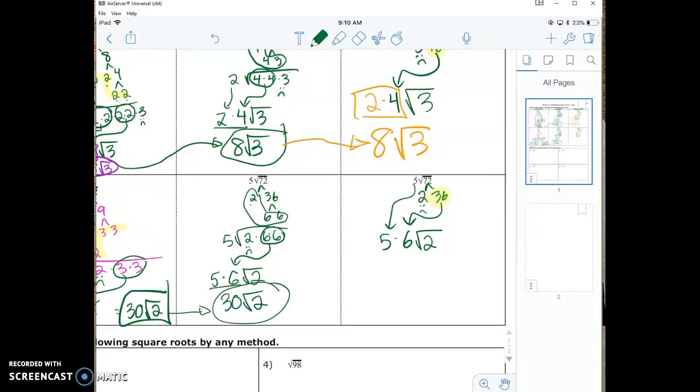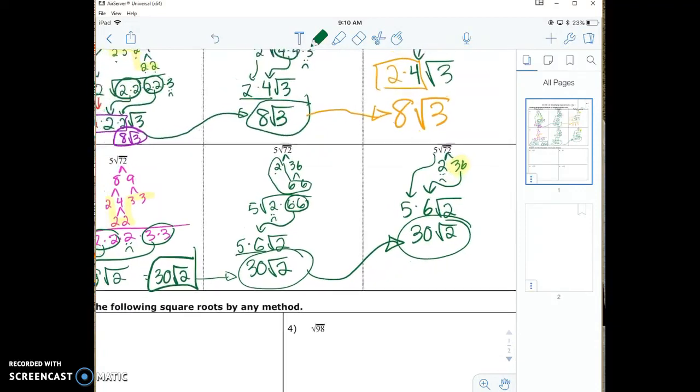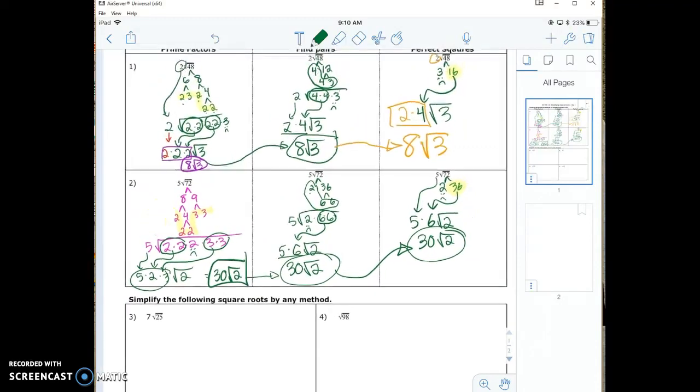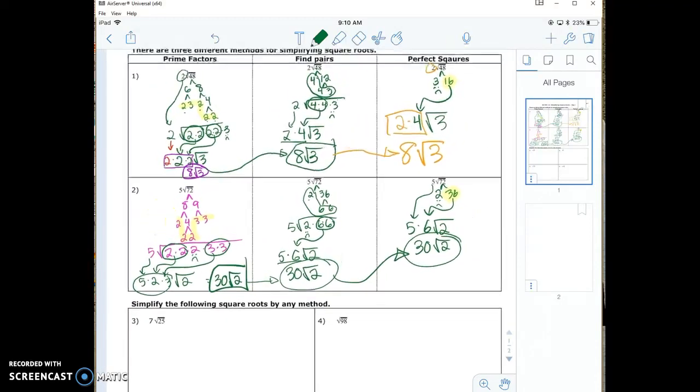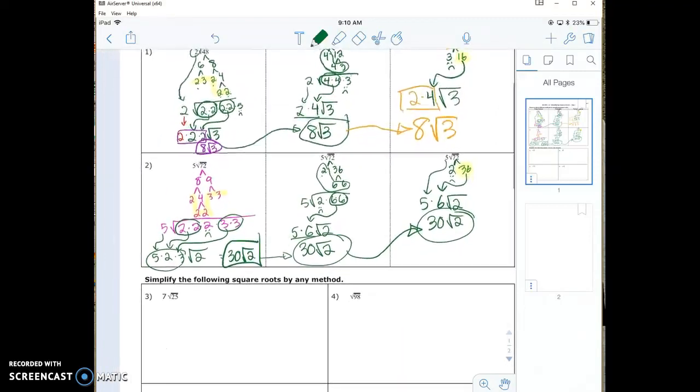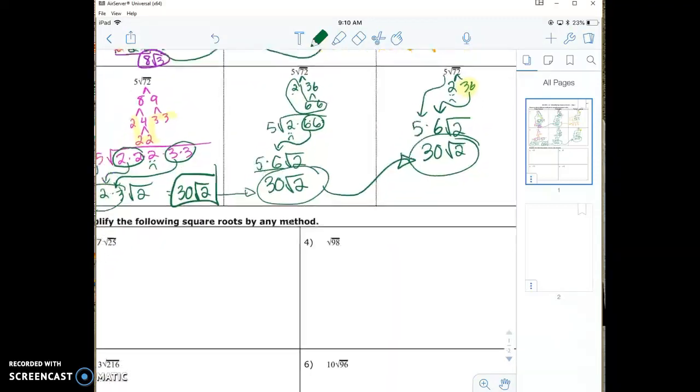Don't forget to carry down the 5 that was in front. 5 times 6 is 30, and I keep the root 2. Notice that this is the same answer I got the last time I did these two problems. Any method you choose will work. You can choose any of these methods and get the same answer. So let's try a few.